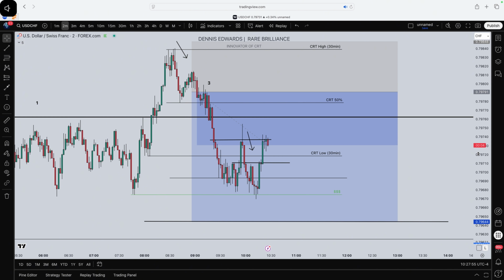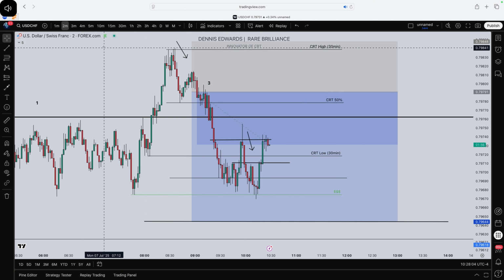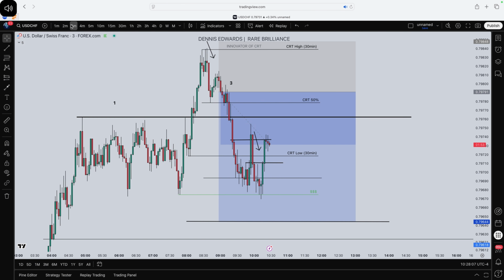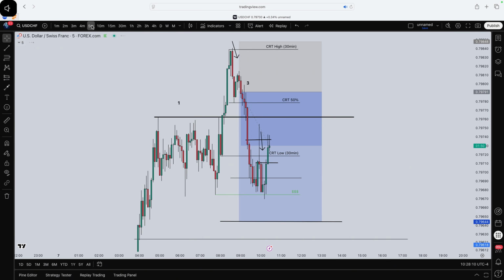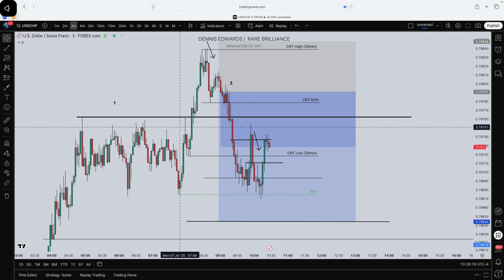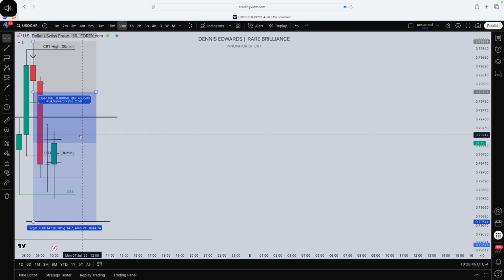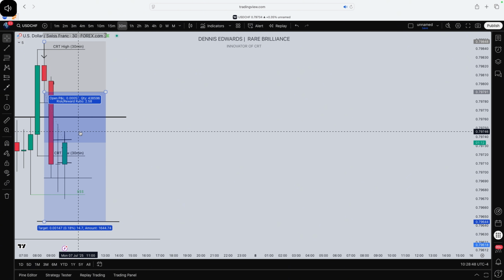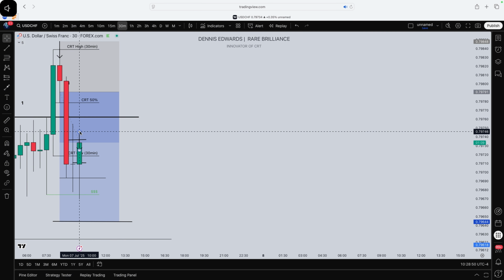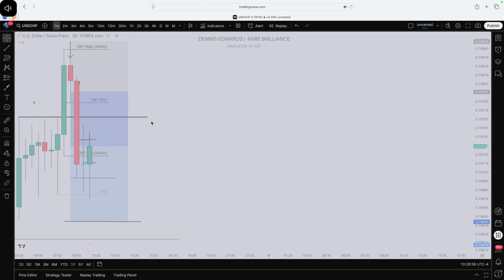Let's see. 5, 4, 3, 2, 1. Close. There you go. So that's what we want to see, but we want to see at least one more. We want to see that momentum continue. This candle, we want to see this continue to wick out. And in 2 more minutes, it's going to be a new 30-minute candle. So I feel like whatever happens within the next 2 minutes is going to be very important.